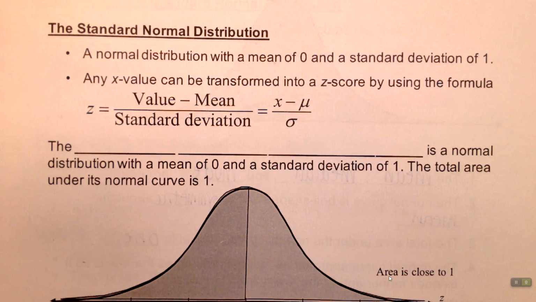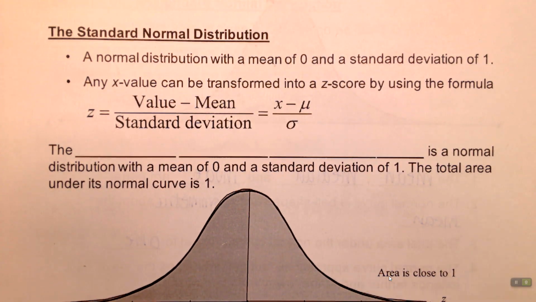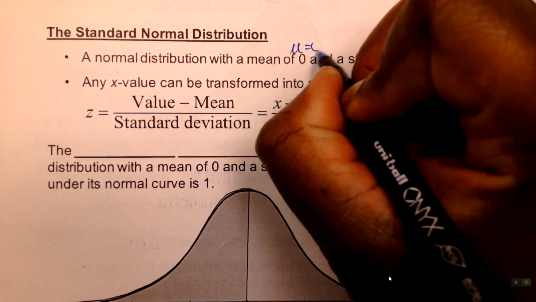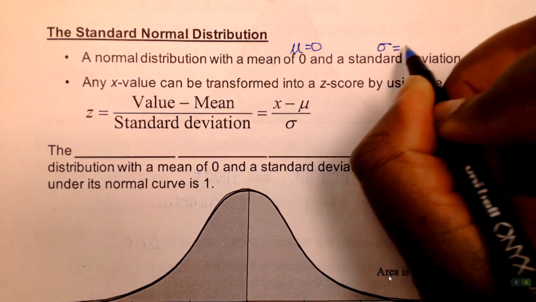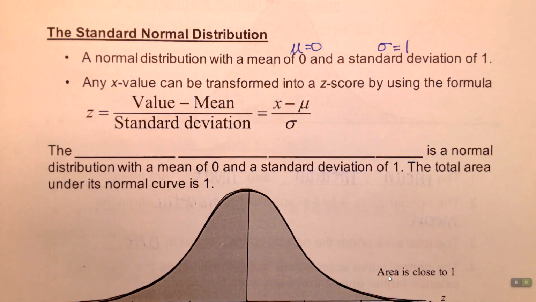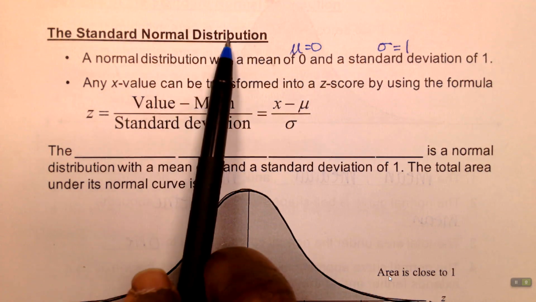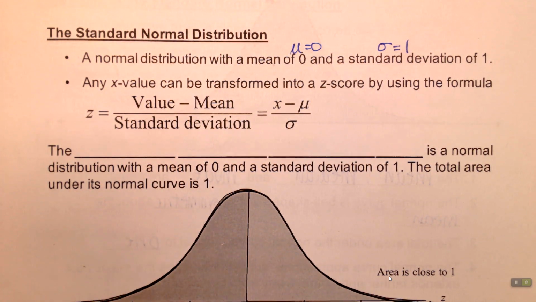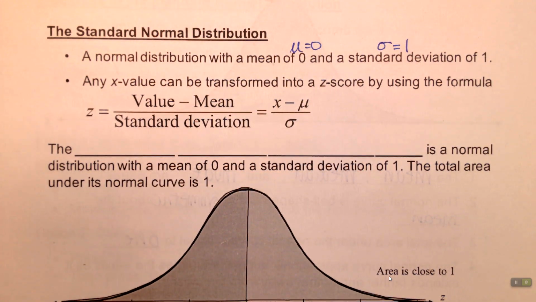So standard normal distribution is a normal distribution with a mean of 0 and standard deviation of 1. So you will always have this characteristic with the standard normal distribution. So the standard normal distribution means that all your data points are converted to z-scores, and everything is on an equal plane.